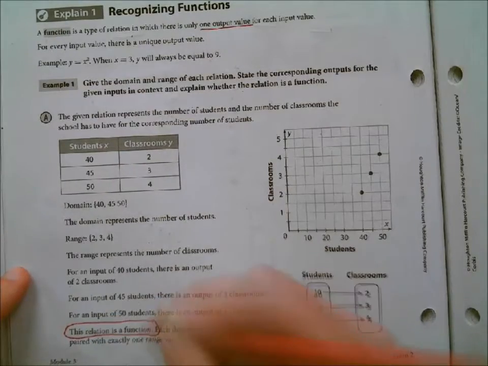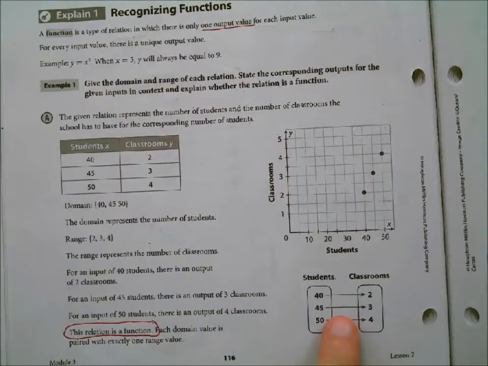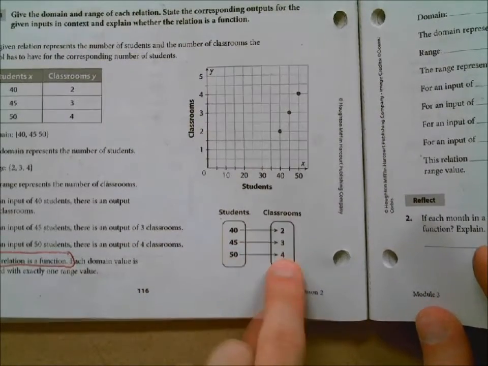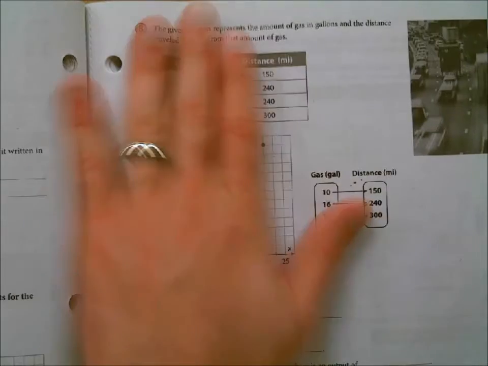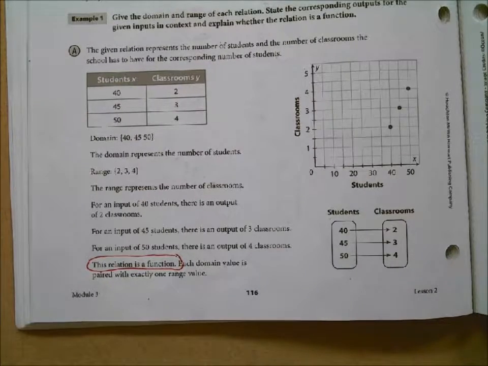Okay? And you can see here's a mapping right here. They took the 40, paired it to the 2, 45 to the 3, 50 to the 4. Okay, so this is a function. Let's continue on, though, to the next one. Question. This relation is a function. Can you just, so I have a comparison point, tell me when it wouldn't be a function? Sure. So, can anyone come up with a way that this would not be a function? What's another point we could put in here that would make this not a function?